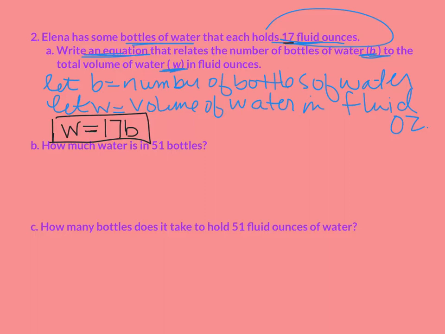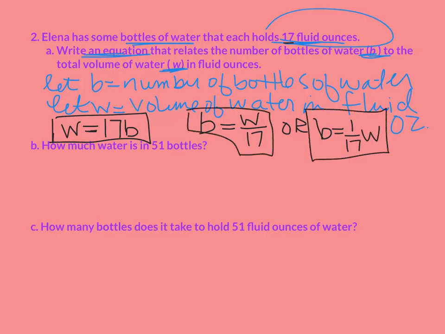The other way of looking at this is to figure out the number of bottles B. I would take that total volume of water and divide it by the 17 ounces in each bottle. Or the other way to write that would be B is equal to 1/17 W. They mean the same thing. More than likely you would write the first, but they do mean the same thing.